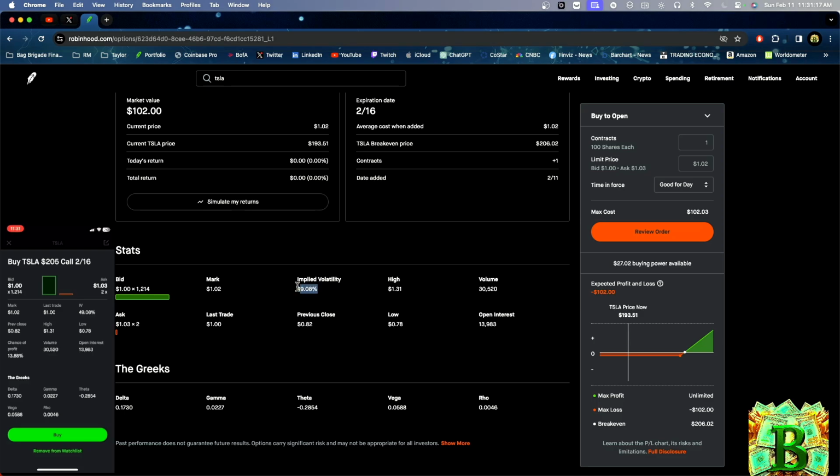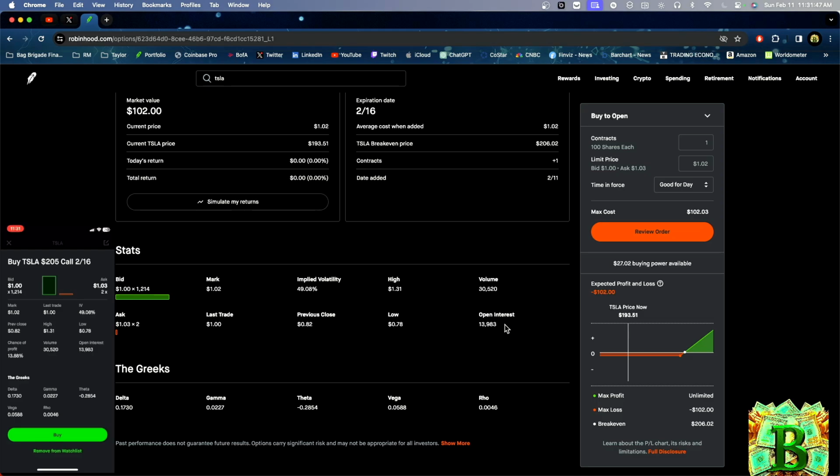You got your implied volatility right now sitting just under 50%. The previous close before that, the contract closed at 82 cents, $82. So actually it gained value. It reached a high on Friday of $1.31, and its low is 78. Your open interest is about 14,000 contracts out there in the open market. And on Friday, these contracts changed hands a little over 30,000 times.